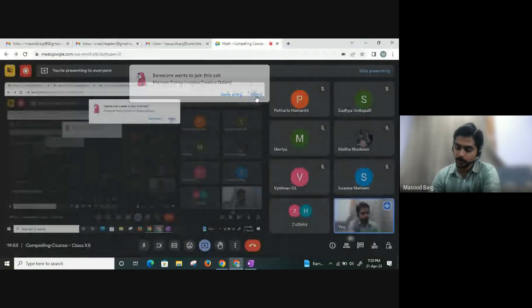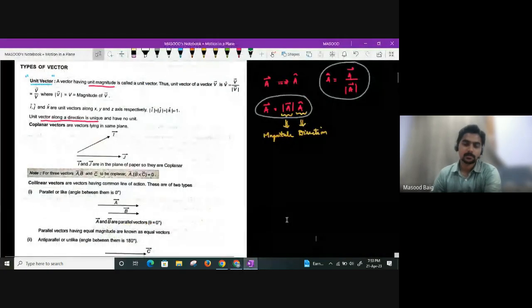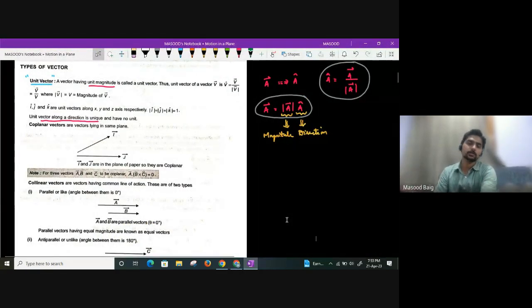What is the meaning of plane? Did you understand, guys? Any plane surface. Walls you can consider. These are all your planes only. Okay. Now, the next type of vector is called coplanar vectors.